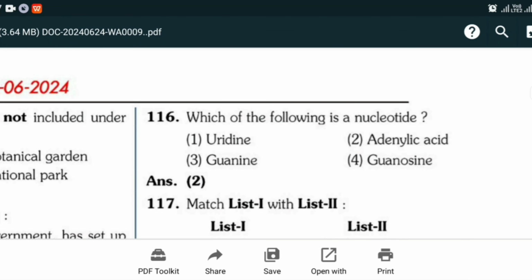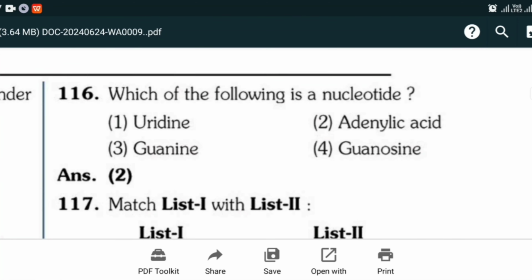Next, which of the following is a nucleotide? See, a nucleotide must contain a nucleoside and a phosphate group. The phosphate group is present in its organic form, that is phosphoric acid. So that's why the words which end with acid are nucleotides. So in this, we can easily confirm the answer, that is adenylic acid. Then guanylic acid, cytidylic acid, uridylic acid. So all these are nucleotides.